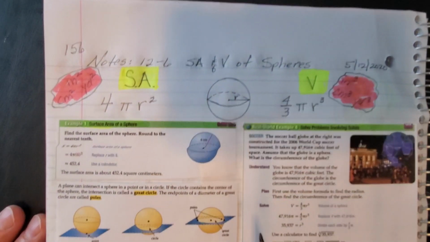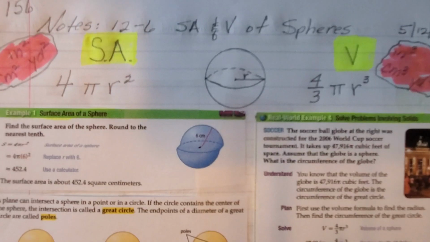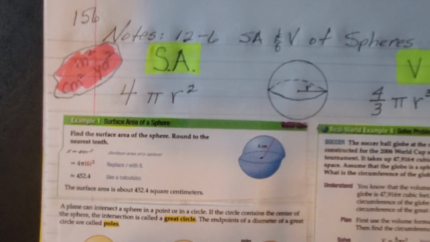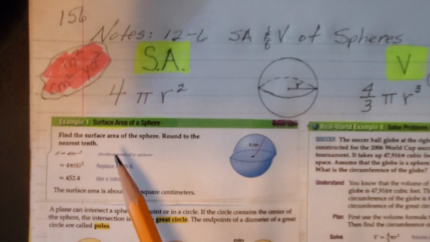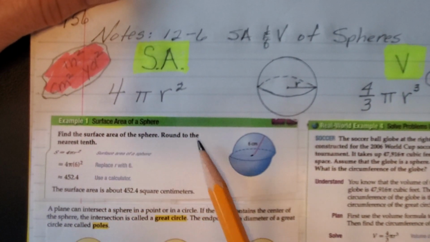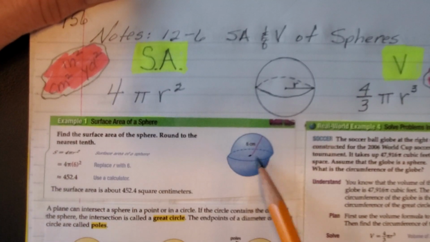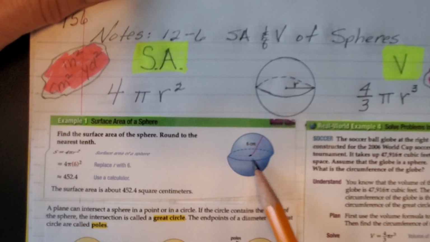So the first example, I'm going to zoom in and over. There you go. It's a little bit blurry. I don't know why it came out that way. Find the surface area of the sphere, round to the nearest tenth. So it kind of moved it off. I don't know why it did that. That's just strange. It's supposed to be correct.